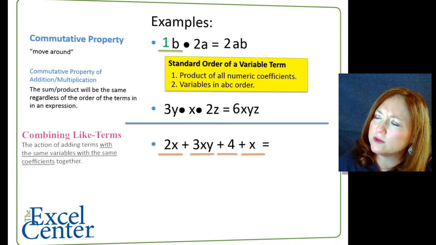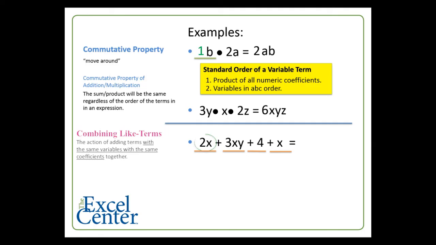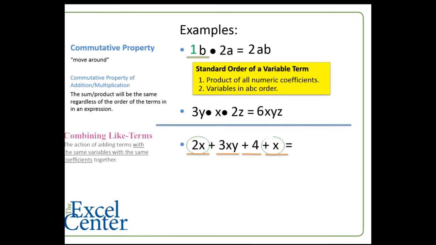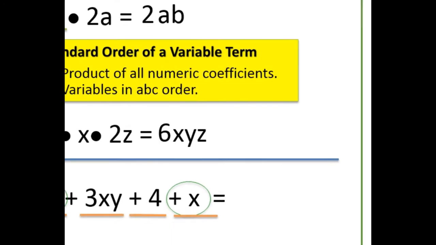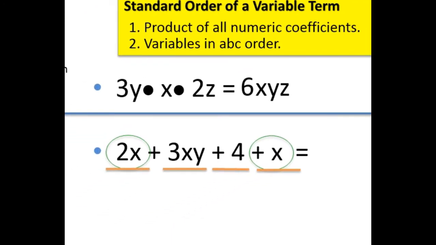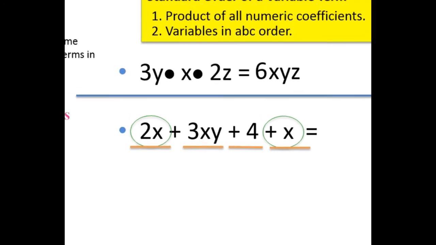What are the like terms in this expression? 2x and x, positive x. Remember, all the terms have signs, so include them when identifying your like terms. The reason for this will be explained in detail in a future lesson, but for now, remember to include the sign. The second term is not a like term to the 2x and x because it contains another variable, y.